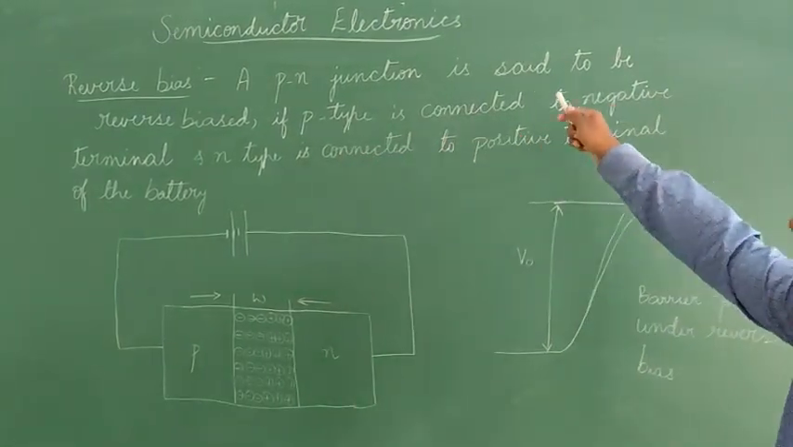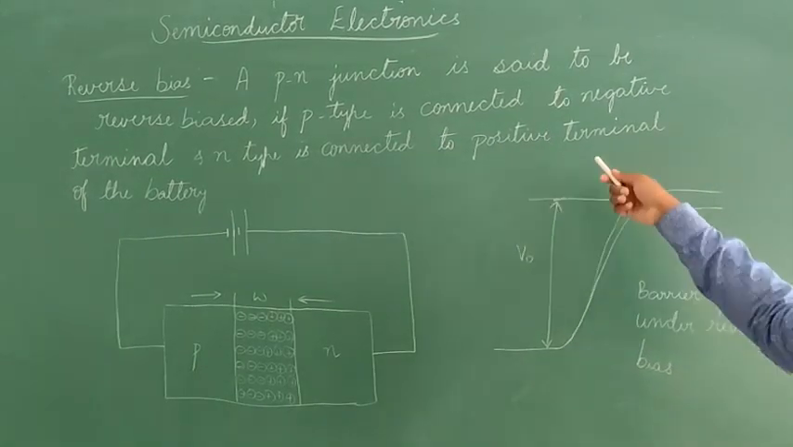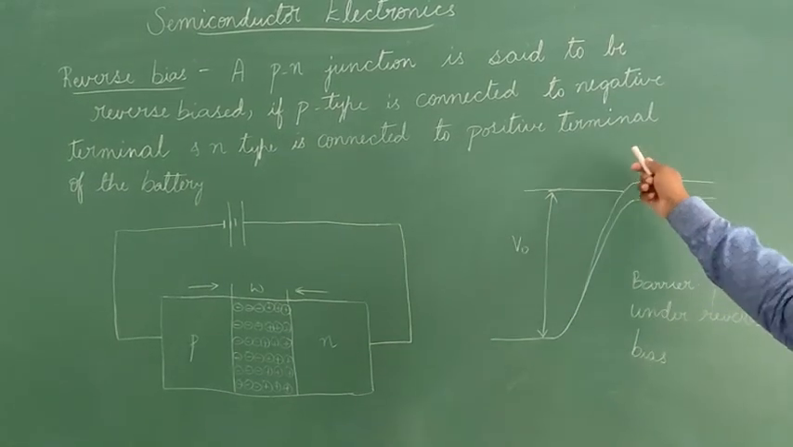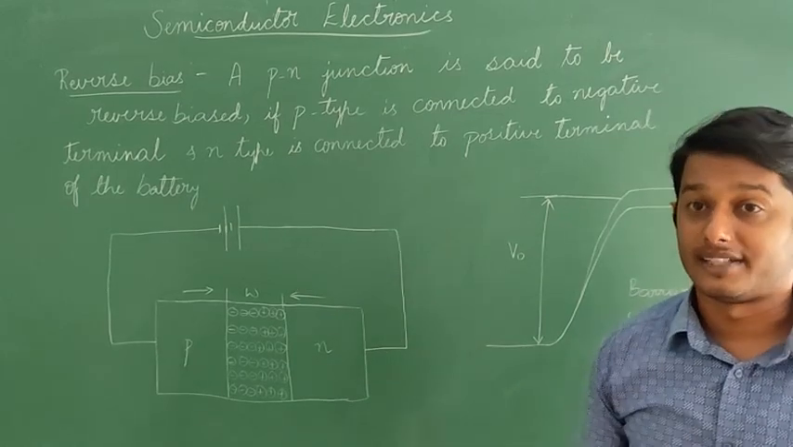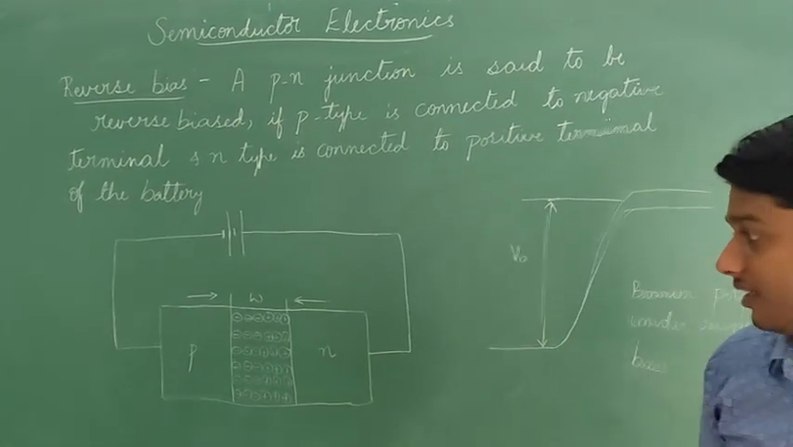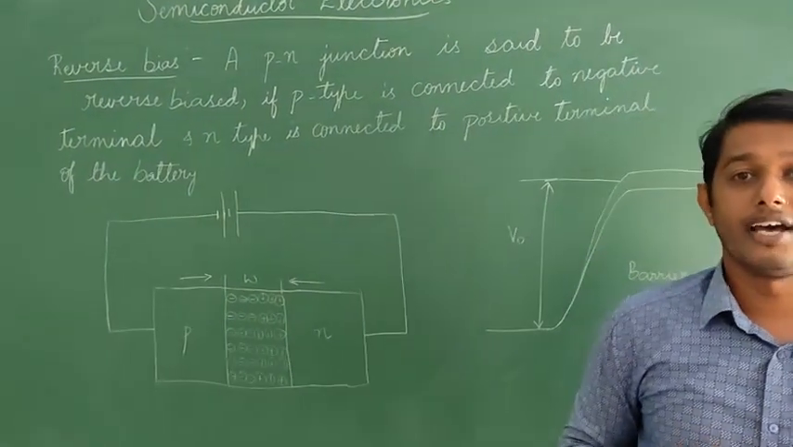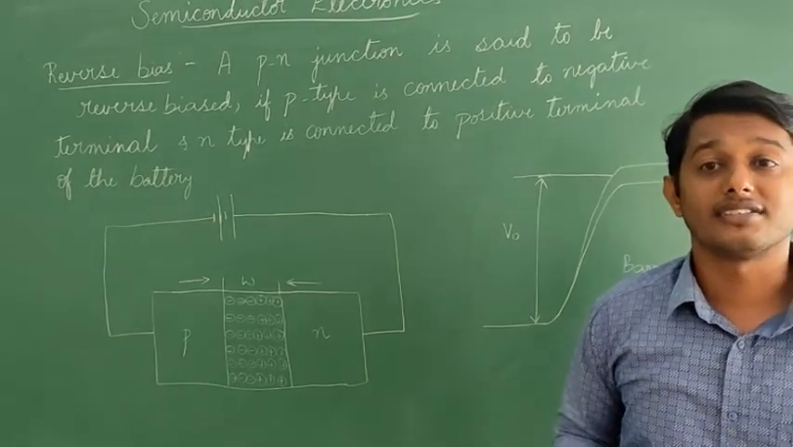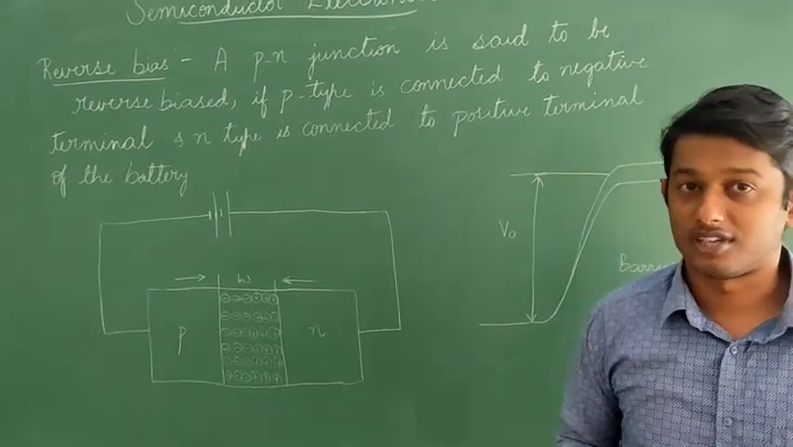A PN junction is said to be reverse biased if the P type is connected to the negative terminal and the N type is connected to the positive terminal of the battery. This is called reverse bias. So this is how reverse bias works. This is the circuit diagram. In reverse bias, the N side is connected to the positive terminal and the P side is connected to the negative terminal of the battery.